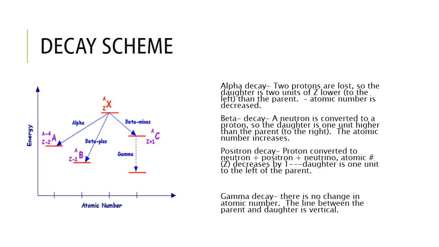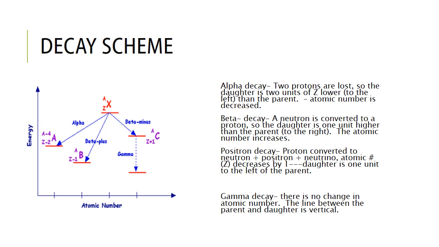I think it was in your first PowerPoint I included what a decay scheme is, and typically whenever a nuclide undergoes alpha decay, it's going to lose 2 protons, so the Z number is going to be lower because the atomic number is decreased. For beta decay, a neutron is converted into a proton, so the daughter is 1 unit higher than the parent. So it's actually to the right if you're thinking about it on a chart of nuclides or on a chart of elements, because the atomic number increases.